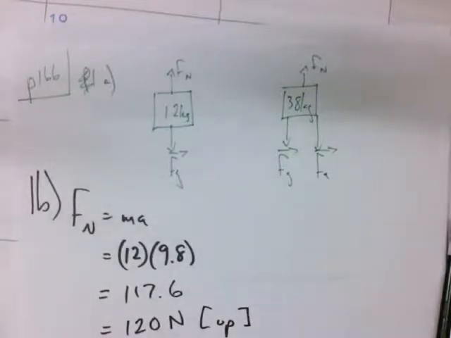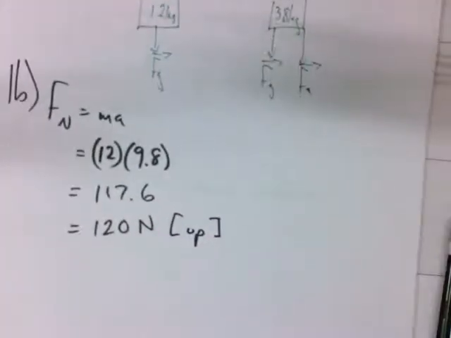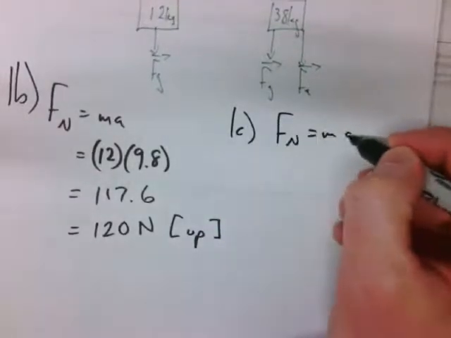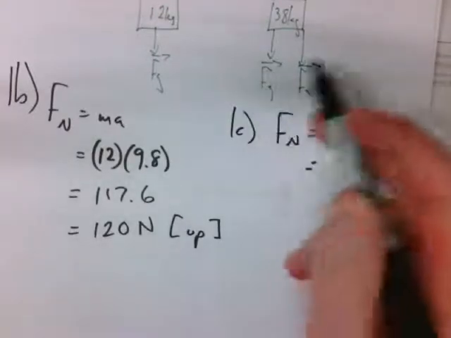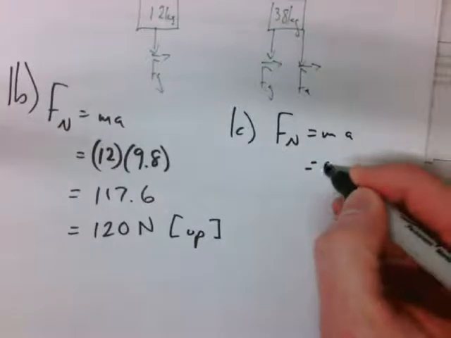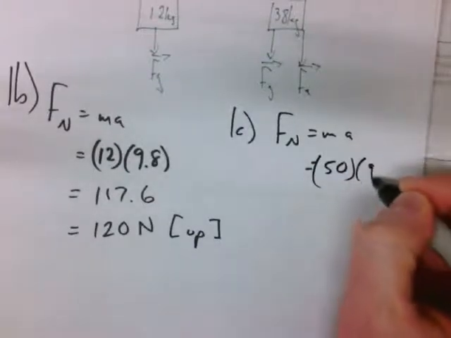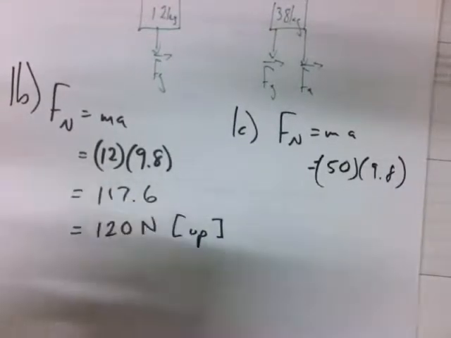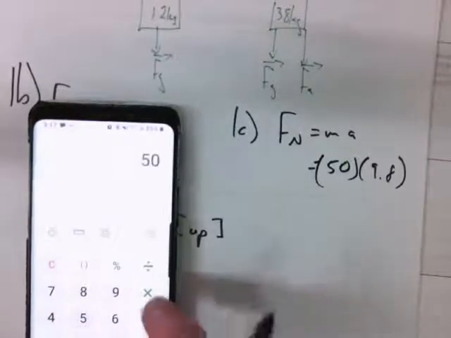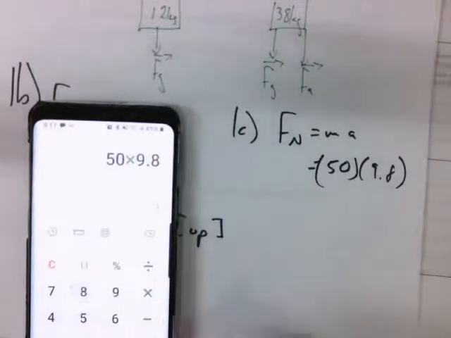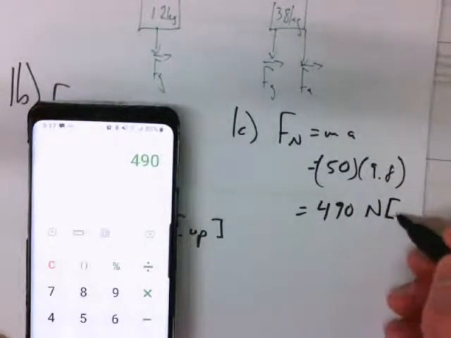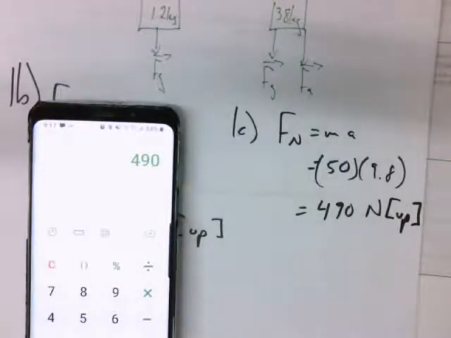Direction is important. Calculate the normal force acting on the 38 kilogram box. So that's 1C. Same idea, Fn equals m times a, except in this case the mass is 12 plus 38, so that's 50, so it's 50 times 9.8. 50 times 9.8 equals 490. Look at that, sig figs and everything. 490 newtons, and that is up as well.